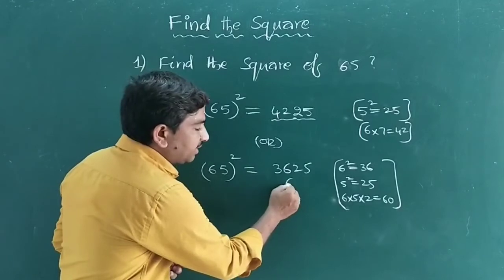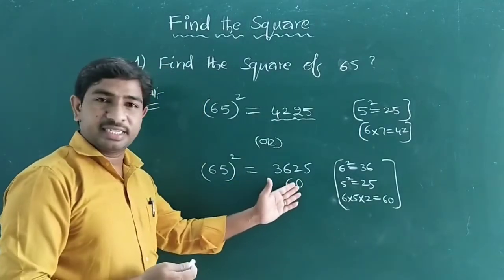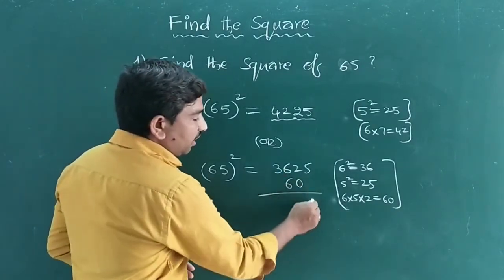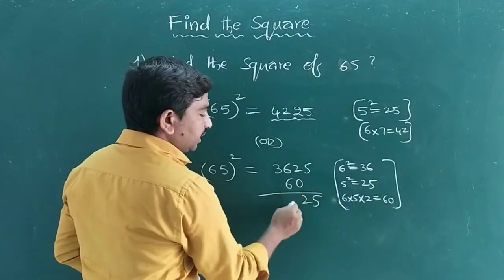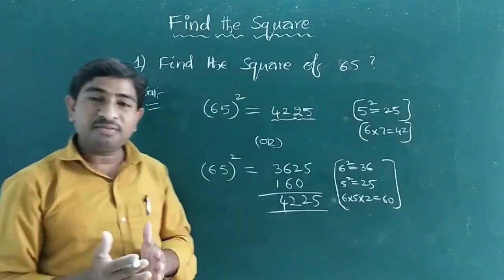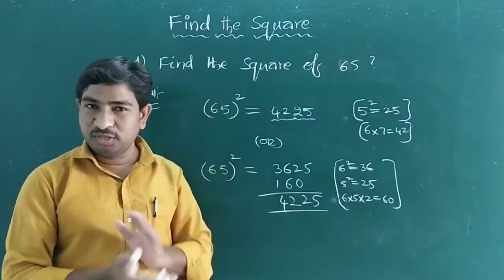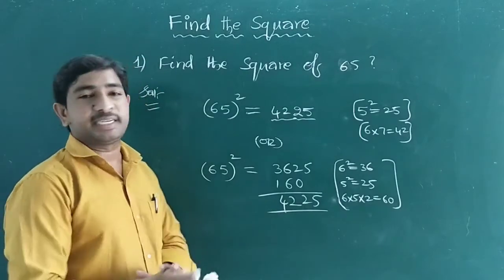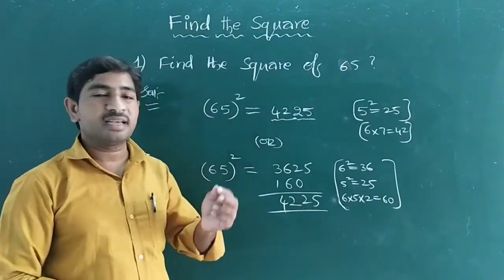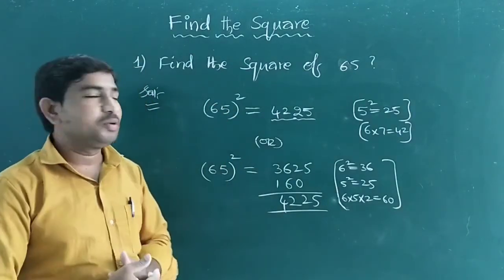Now by adding these, what do you get? 5, 2, 6 plus 6 is 12, and 4. The answer is 4225. So we can find the square of any 2-digit or 3-digit number very easily by this method. Especially for a number which has unit place 5, it is very easy to find. Okay, I hope you understand.